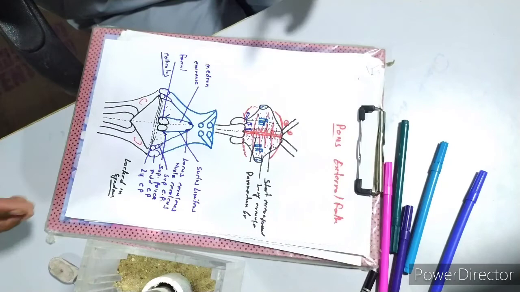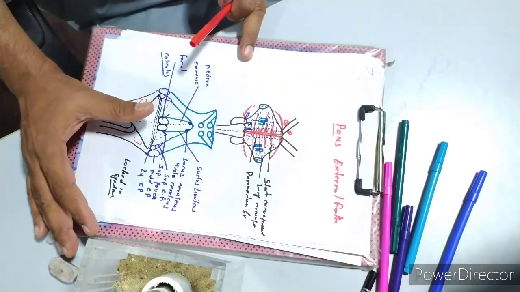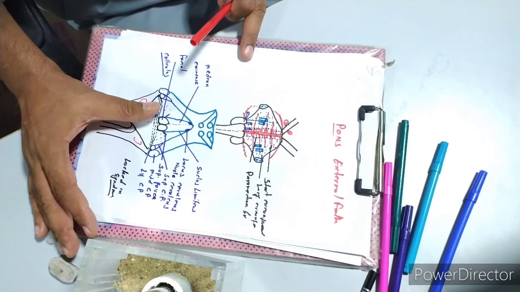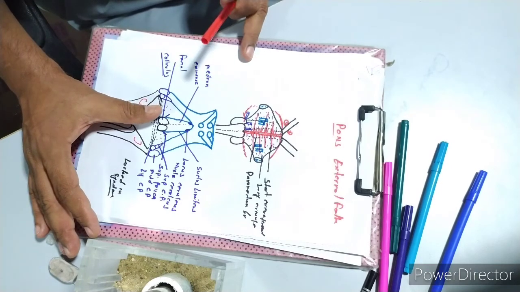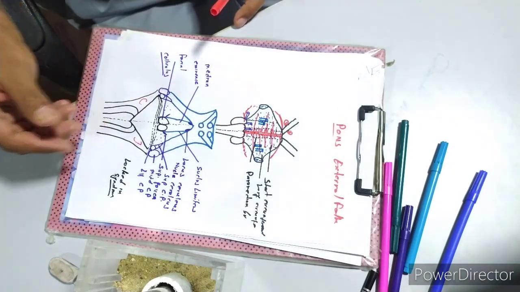So this is known as the locked-in syndrome. It means the patient is locked in, except for sensation. So this is all about the external features of the pons. Next time, we will see the internal features of the pons. Thank you.